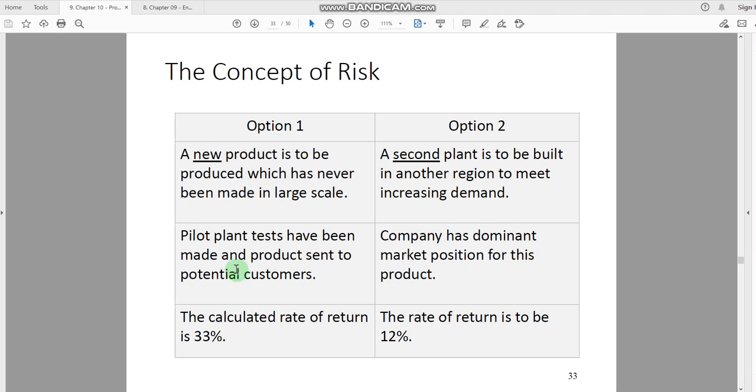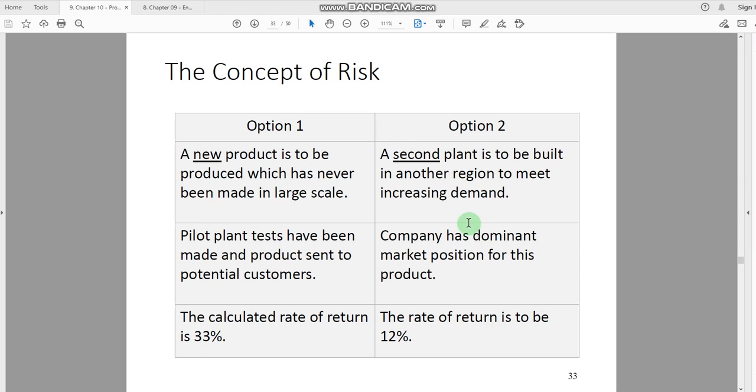Pilot plant tests have been made and products sent to potential customers. So the pilot plant analysis and tests were performed and the products sent to the customers. The calculated rate of return is 33%. So the anticipated rate of return for this option is 33%.